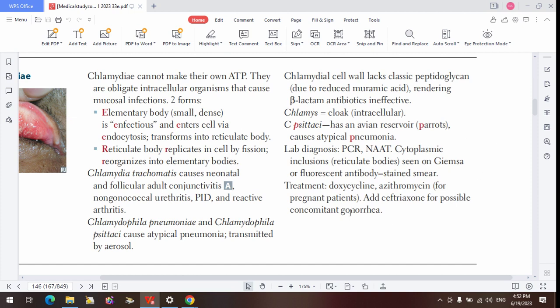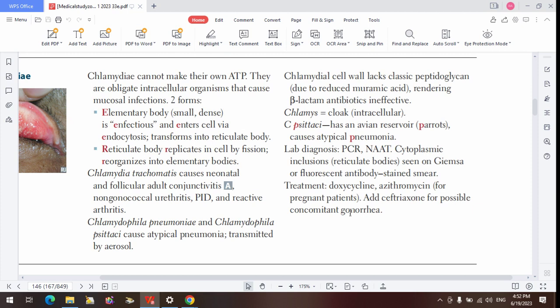Then you guys remember that for the sake of PID, or urethritis, we said that for PID particularly, the two common organisms are your chlamydia and your Neisseria. So if you have not ruled out both of them, you have to give a mixture of ceftriaxone and doxy.